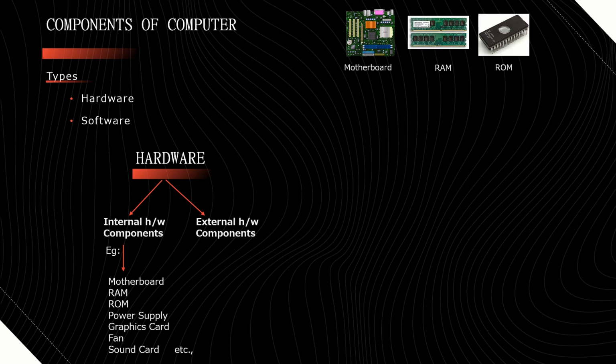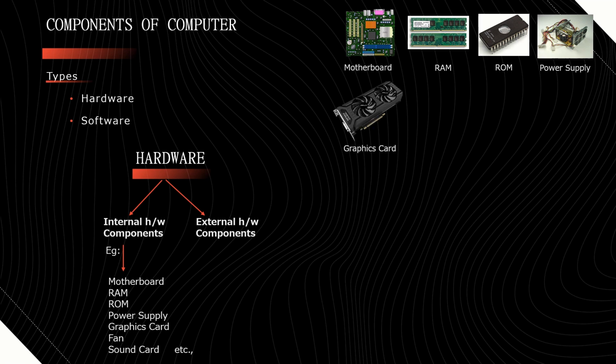RAM and ROM are used to store the computer data. RAM is fixed in a slot present on the motherboard. ROM is also pinned on the motherboard only. Power supply sends power through cables to the motherboard and to the other components also. Graphics card is plugged into the motherboard and makes the computer display the images on the monitor. Fan acts as a heat sink. It keeps the CPU cool and stops it from overheating.